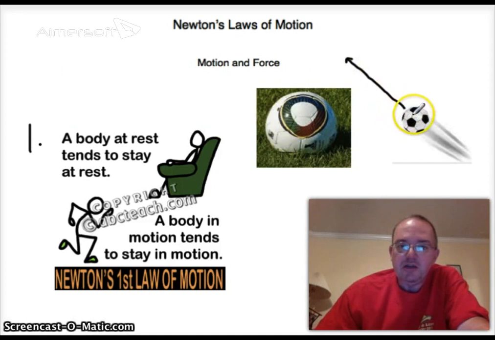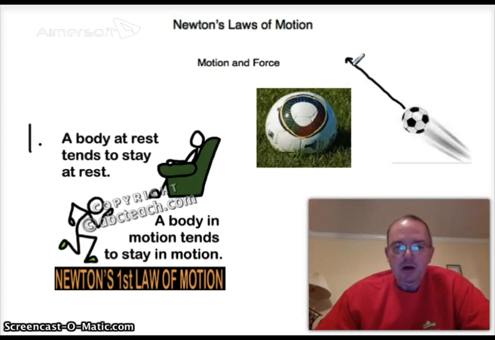Now we know soccer balls thrown in the air don't go in a straight line, but it is gravity which pulls them down. So gravity, of course, is going to be a force, but if you didn't have the gravity, it would tend to go in a straight line until a force acts upon it.